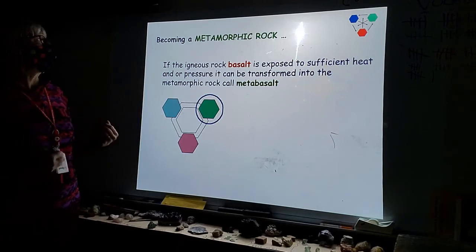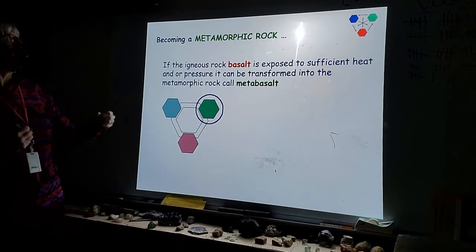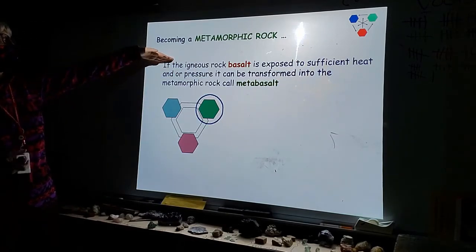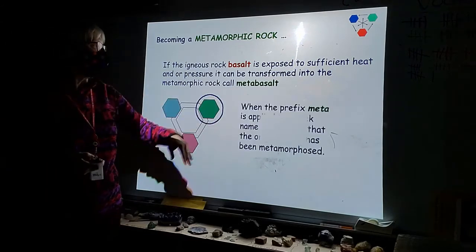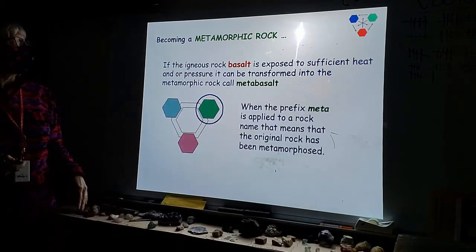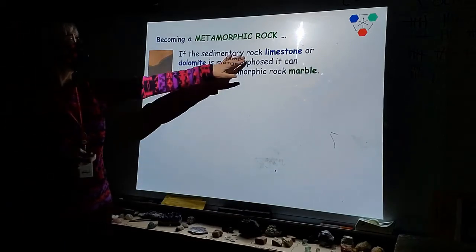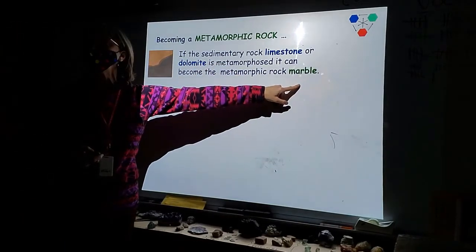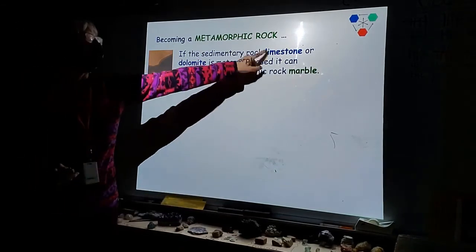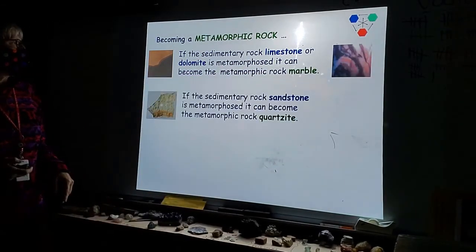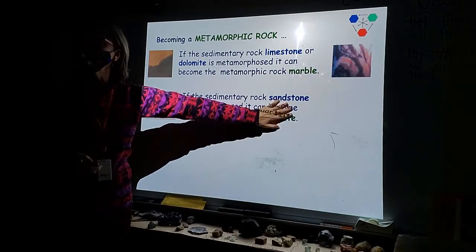So an igneous rock can become metamorphic. Let's take basalt. Basalt can be changed to metabasalt. And how about sedimentary rocks? You can take limestone or dolomite and they can become marble. You know that. You know limestone can become marble. Now sandstone can become quartzite.